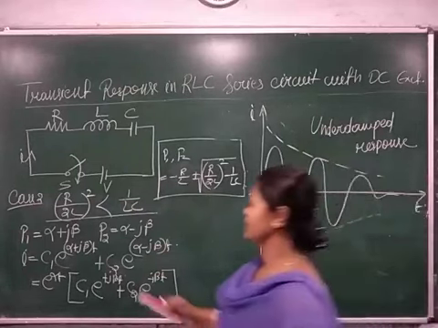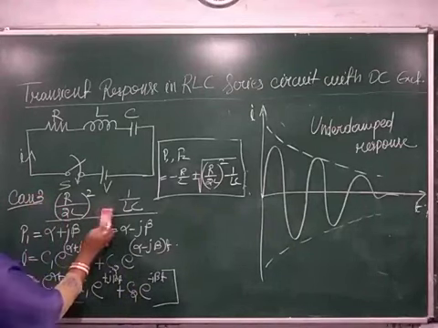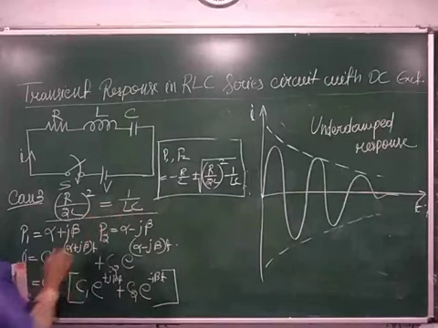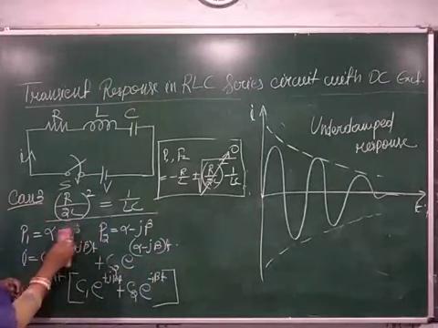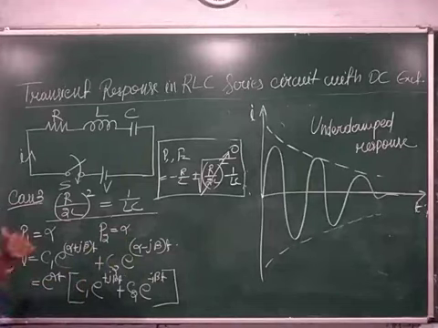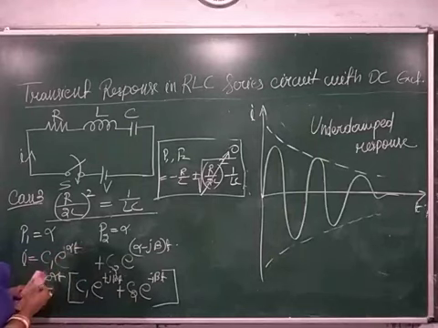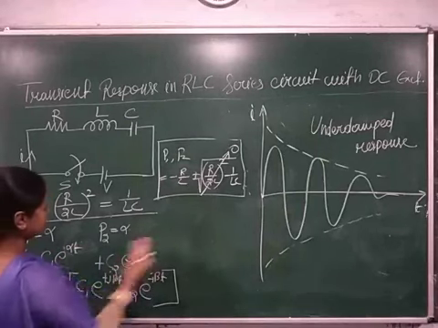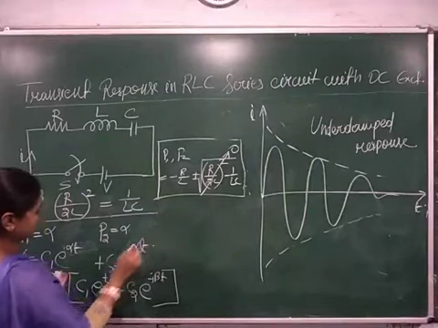Then the third case, when R by 2L whole square is equal to 1 by LC. So this part becomes 0 and the two roots are exactly equal. Okay. Beta value is 0 and P1 and P2 are alpha. So it is e to the power alpha t, and P2 is also e to the power alpha t.